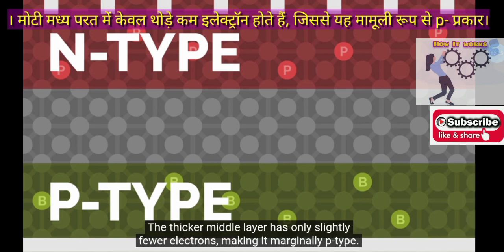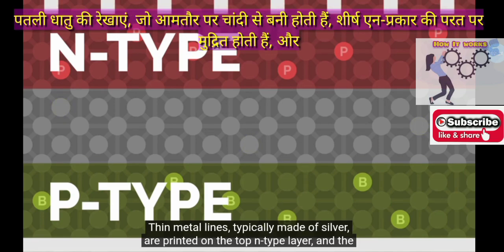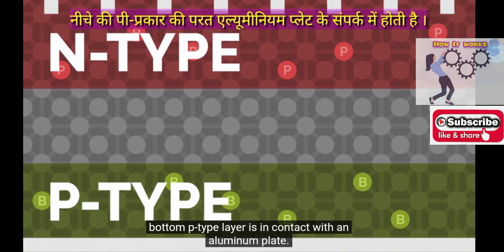The thicker middle layer has only slightly fewer electrons, making it marginally P-type. Thin metal lines, typically made of silver, are printed on the top N-type layer, and the bottom P-type layer is in contact with an aluminum plate.